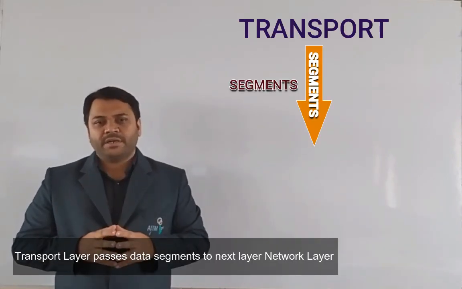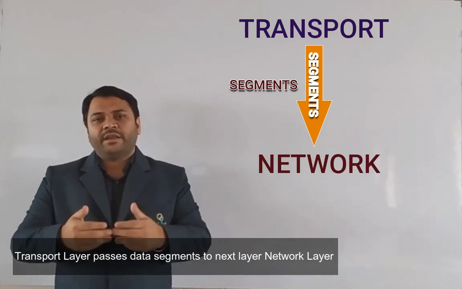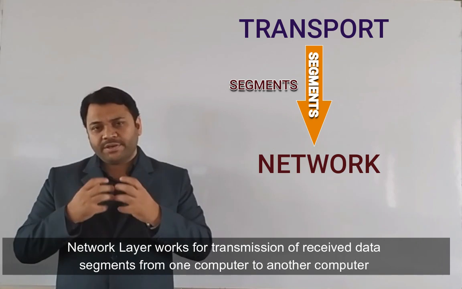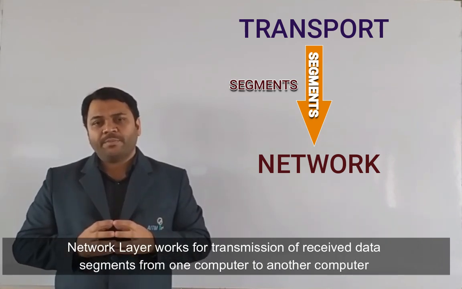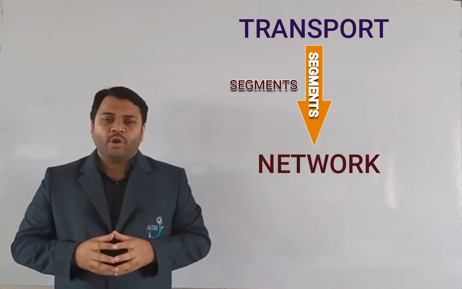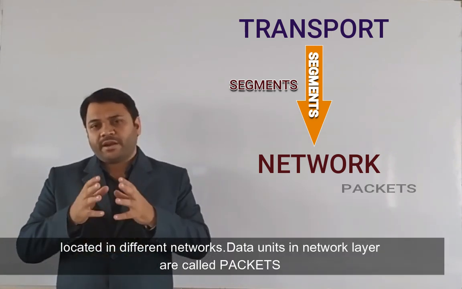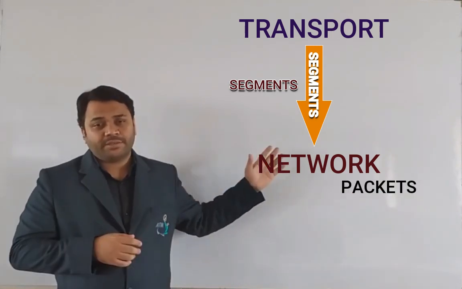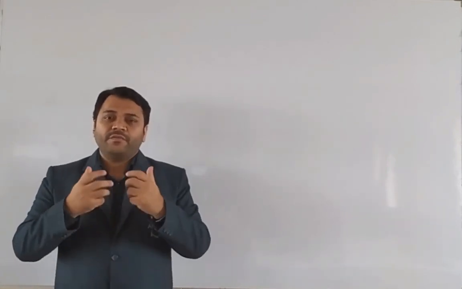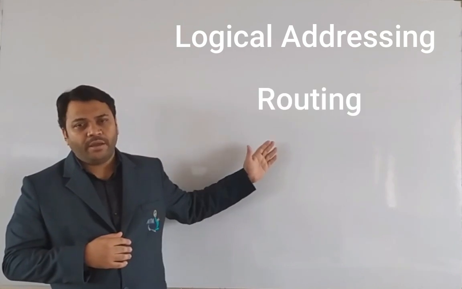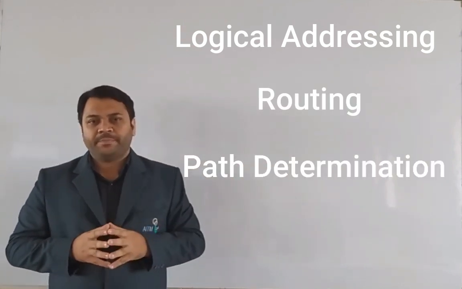The transport layer passes data segments to the next layer, the network layer. The network layer works for transmission of received data segments from one computer to another computer located in different networks. Data units in the network layer are called packets. The functions of the network layer are logical addressing, routing, and path determination.